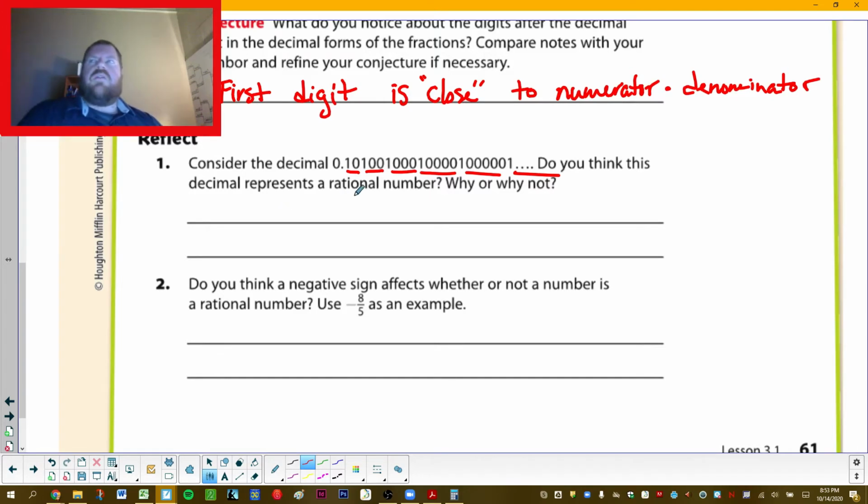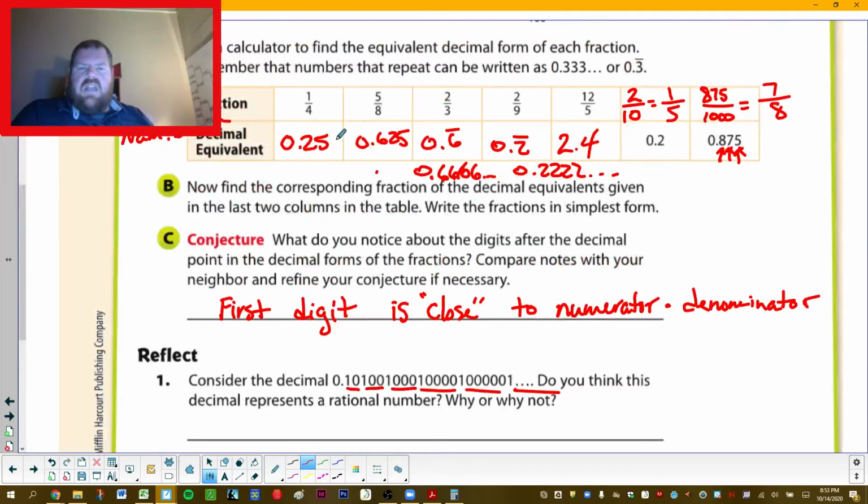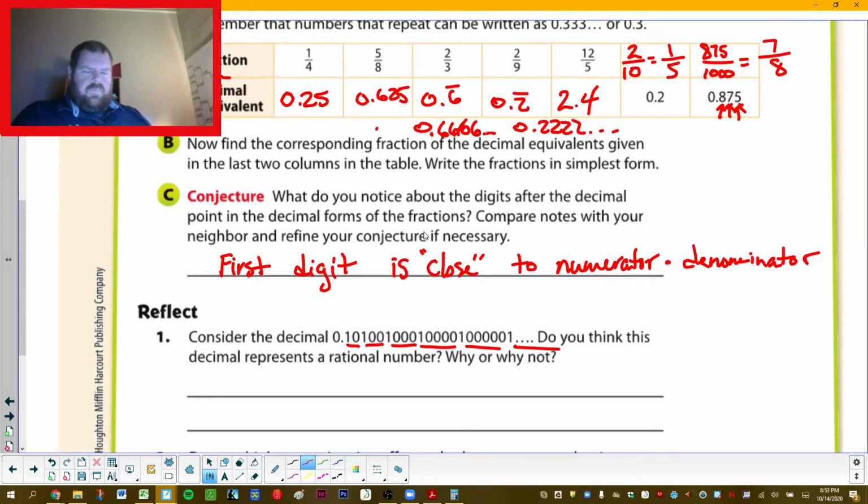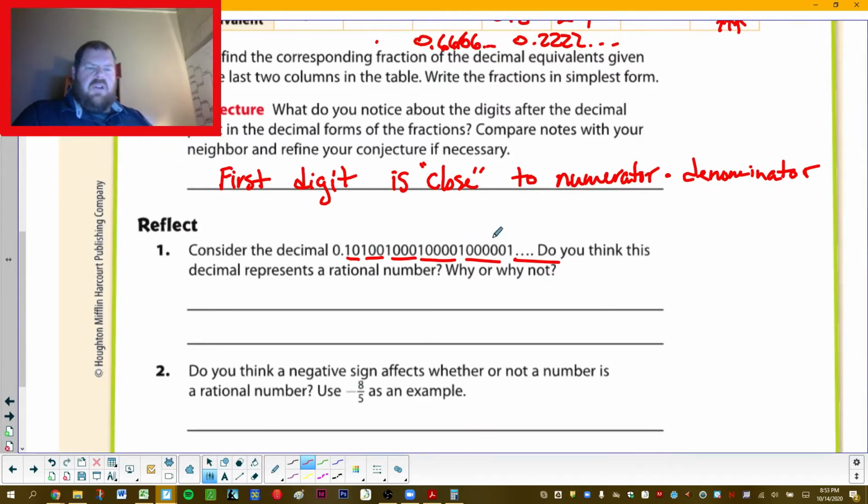Well, we have to remind ourselves, what does rational number mean? Rational number means integer over integer. And all that I saw it give me out of this table is it gave me decimals that ended and then decimals that repeated the same value over and over again. Okay, so like the 6666, or 2222. It didn't give me anything that looked weird, like this looks weird. So I'm going to say no, because there is no repeated pattern.